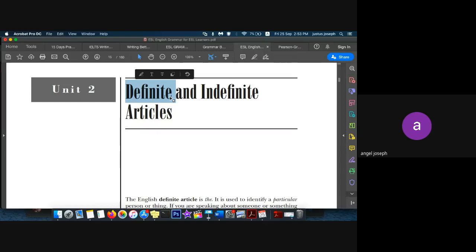Is there somebody here who does not know the meaning of definite, somebody who has a doubt on it? Definite means something that's defined, that has a shape, that has a color, that has some structure within itself. Indefinite cannot be defined. Air, can you define air?